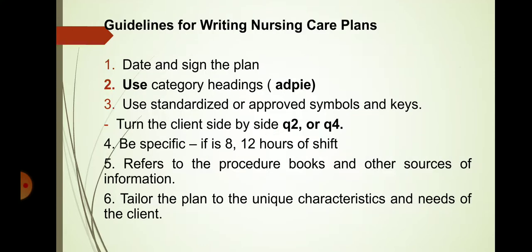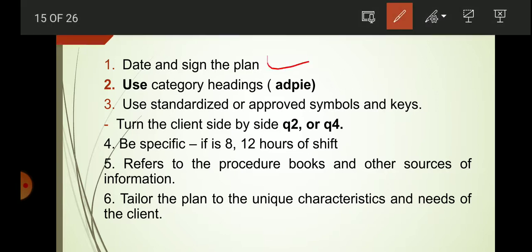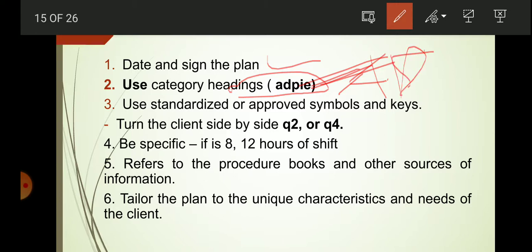Now, what are the guidelines for nursing care plans? The first one is to date and sign the plan, and then use the categories of headings that we call ADPIE. Don't reverse it, guys. Implementation does not come before planning, and diagnosis does not come before assessment. So it should be ADPIE: assessment, diagnosis, planning, implementation, and evaluation.